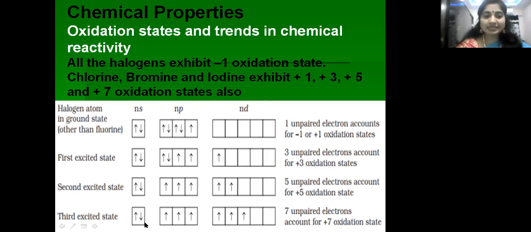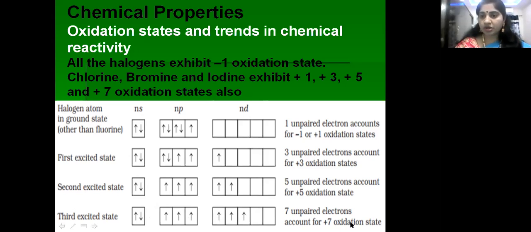Now coming to the third excited state. In the third excited state also, we'll send one electron from s orbital to d orbital. Now see here, how many unpaired electrons do we have? Total 7 unpaired electrons we have. So that's why 7 unpaired electrons account for +7 oxidation state.